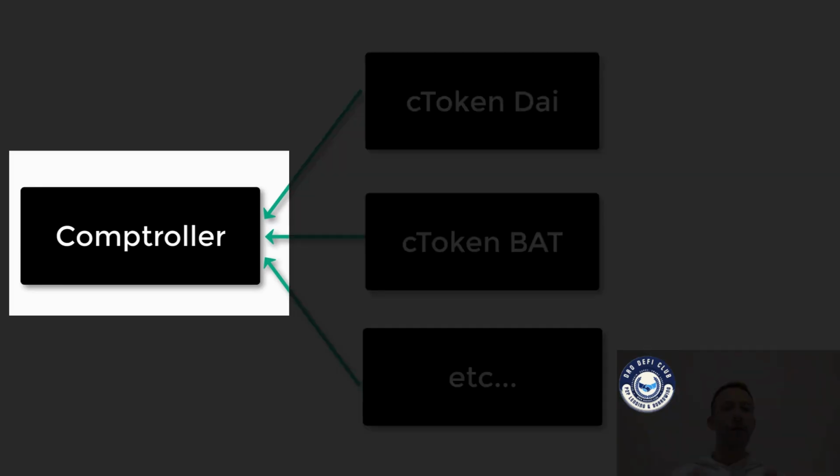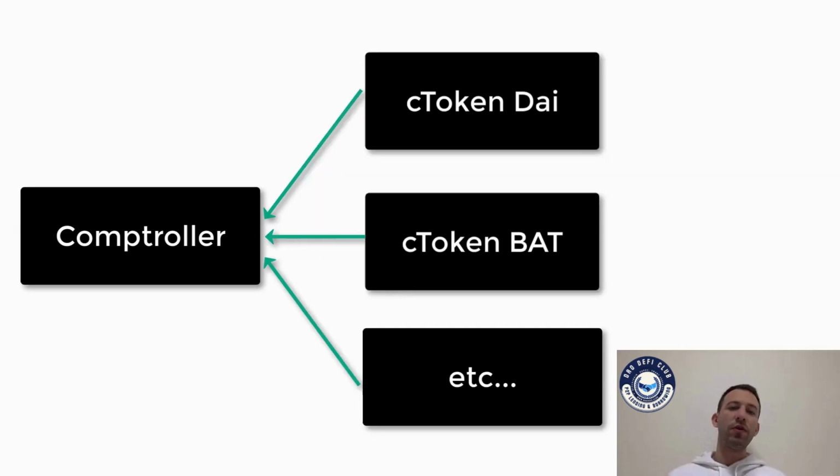Then we have the controller smart contract. When a user wants to borrow some token, the controller is going to check that this user has enough collateral across all C tokens. There are a few actions that require you to interact directly with the controller smart contract, but in most cases you won't have to interact with it directly. Instead, it will be the C token that asks the controller if it can do some actions. There are still some other smart contracts in the Compound system, but these are really the main ones.